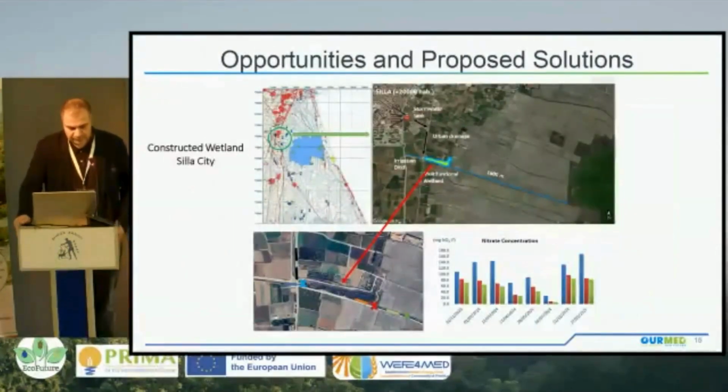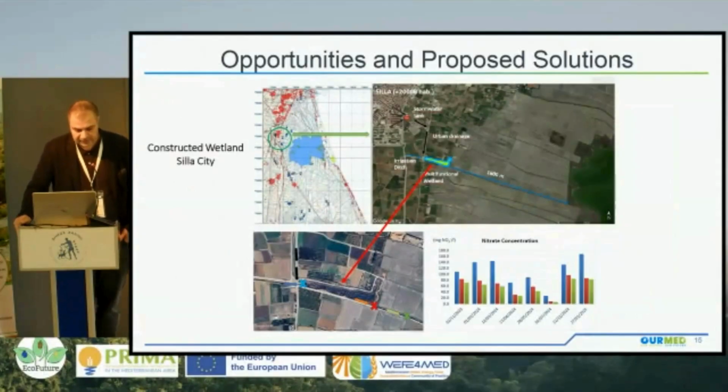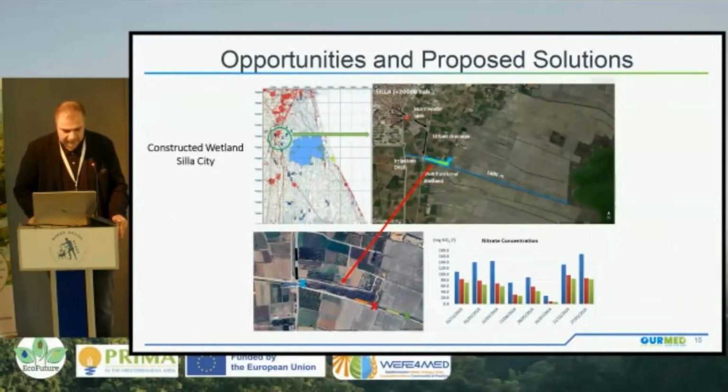So constructed wetlands have been done in a former LIFE project, and within OurMed we were monitoring and evaluating the downstream part of the lake. As you can see in the red and green bars here, the concentration is almost reduced by half from the inlet of the constructed wetlands. And now within the project, we are discussing the business model: how we can replicate this kind of good practice around the lake to improve nutrient reduction.